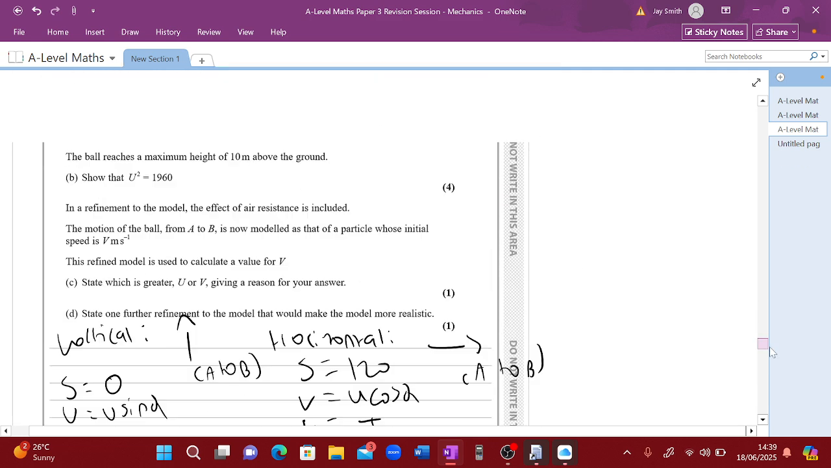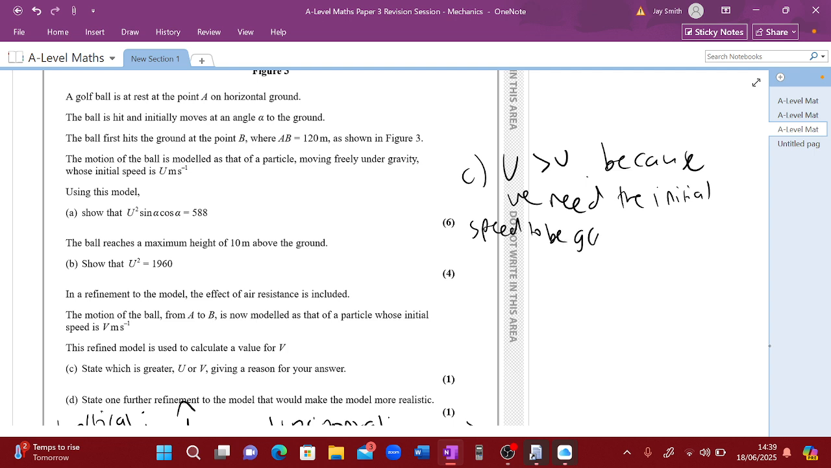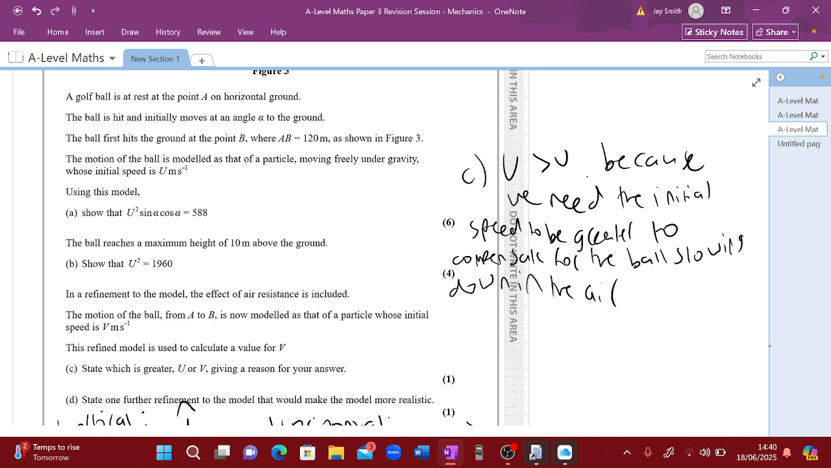I'm going to write it up here actually. So part c, v would be greater than u because we would need the initial speed to be greater to compensate for the ball slowing down in the air, and still ensure the ball reaches the same points in the model, right?